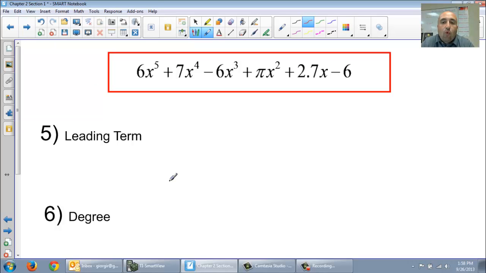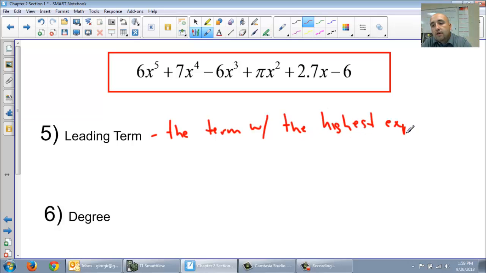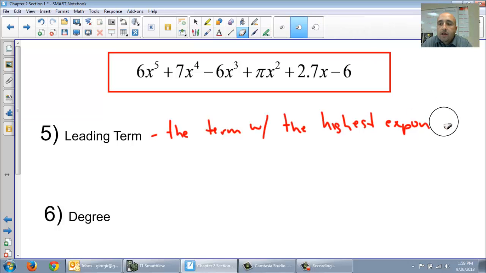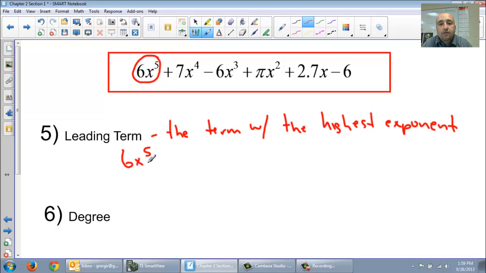Number 5, what is the leading term? It would be the term with the highest exponent. For this one, the highest exponent is 5, so you take the whole term, and that is your leading term. So 6x to the fifth is your leading term.